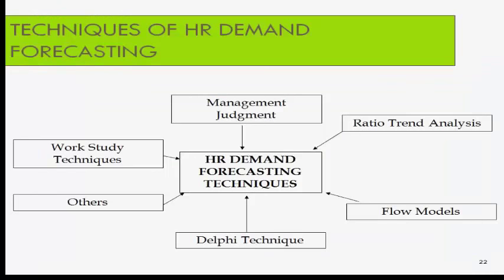So let me just wrap up the HR demand forecasting. The major techniques are management judgment, ratio trend analysis, flow models, Delphi technique, work study techniques, and others. Basically, the survey method can be used, or maybe the employees can be involved in the decision making, but that is not of much use. Majorly, ratio trend analysis is the one generally used in organizations. In case the organization does not have much time, then management judgment or Delphi technique is used, wherein the people sit together, brainstorm, and come to a conclusion.